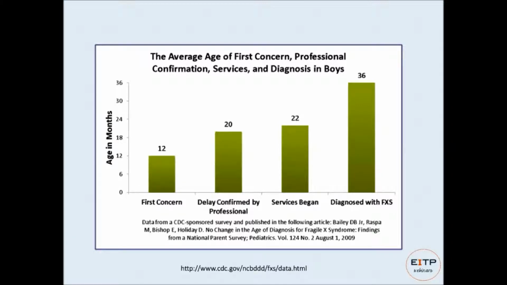So as you can see, for families, this is a long process. There's a 2-year gap between the time they become concerned on average and when the diagnosis is made. So it's important for providers and parents to be aware of the subtleties of this process. In Fragile X in particular, the findings on physical exam, which we'll dive into in a minute, are often less pronounced in early childhood.